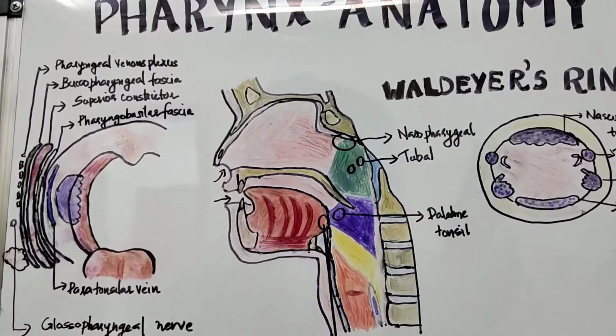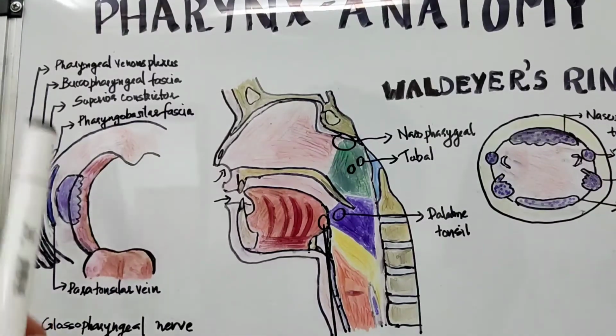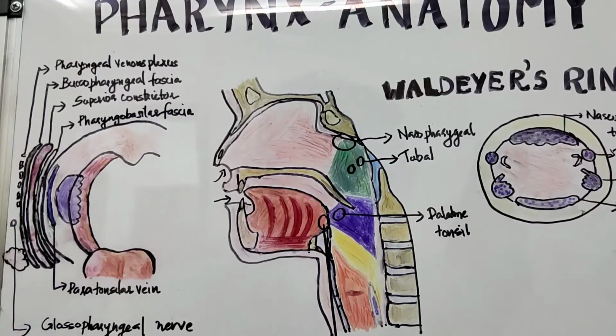Now we will discuss the relations of the palatine tonsil. Anteriorly, it is related to the palatoglossal arch, and posteriorly to the palatopharyngeal arch. Superiorly there is the soft palate, and inferiorly there is the tongue. So these are the relations of the tonsil.